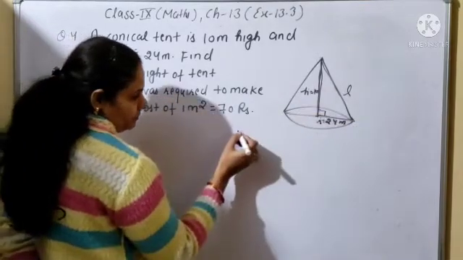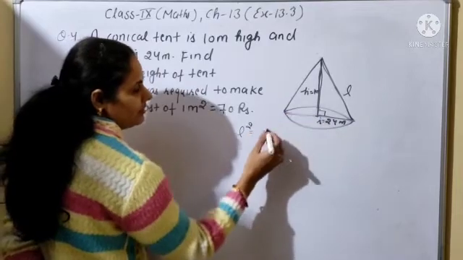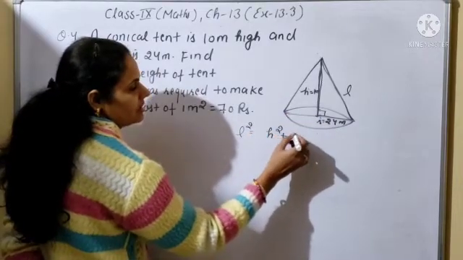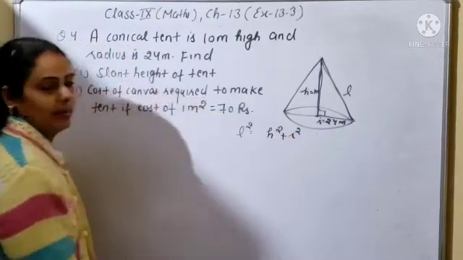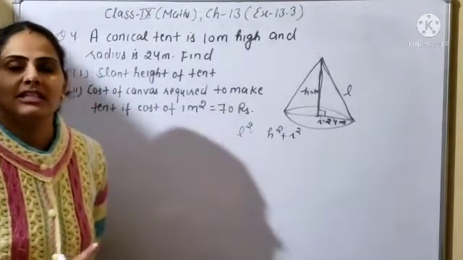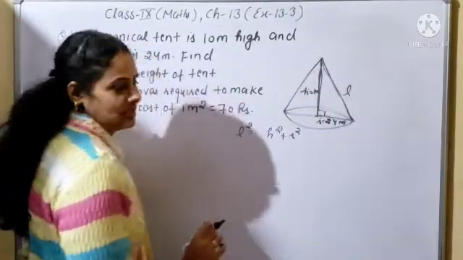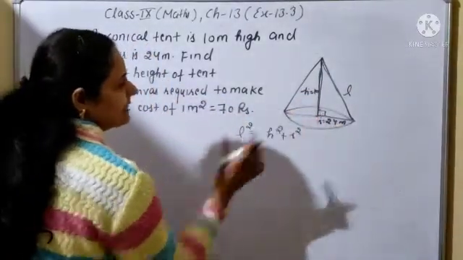The hypotenuse square, and the hypotenuse is L. L square will always be equal to h square plus r square, meaning hypotenuse square will always be base square plus perpendicular square. This is the base of the triangle and this is the height of the cone. And this is the base of the cone.